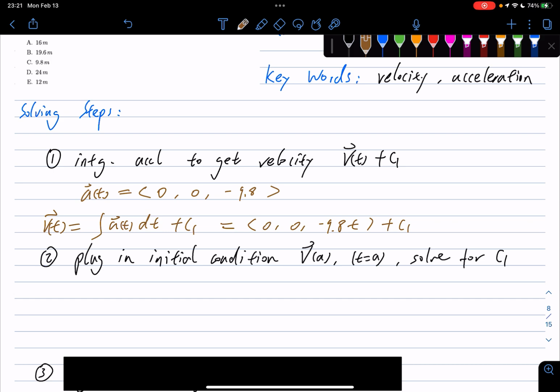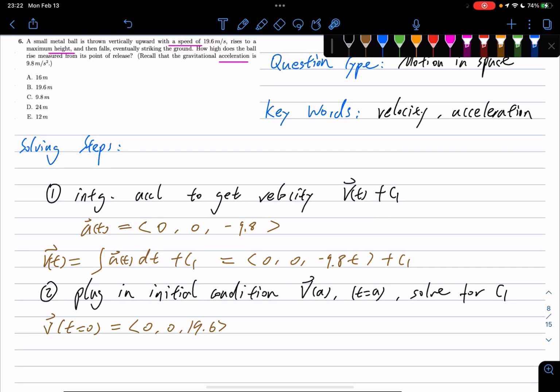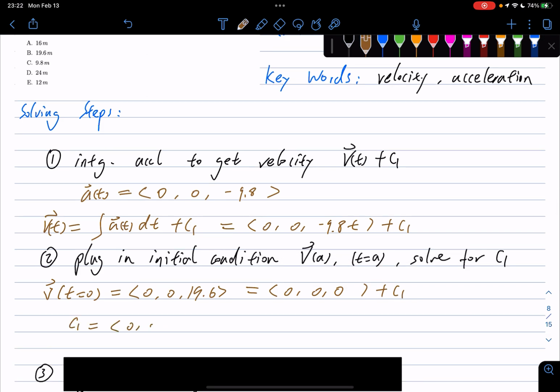If you think about it, the process is very similar to what we have learned in Calc 1 and Calc 3. So we're just applying this in a three-dimensional world. At t equals 0, the velocity is 0, 0, 19.6 meters per second at the initial throw of the object, right? If we plug in t equals 0, we get 0, 0, 0 plus C1. So therefore, C1 equals 0, 0, 19.6.